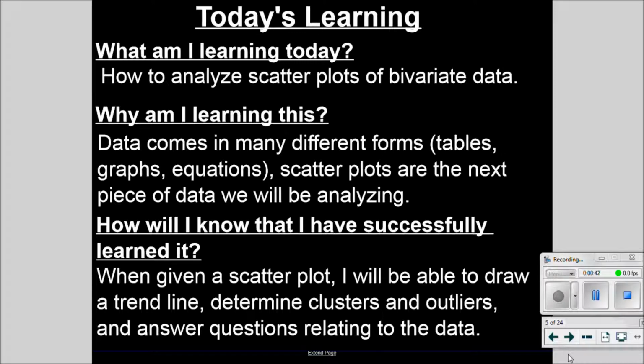And then finally, how will you know if you're successful, if you've got it, if you've learned it? At the end of class today, you're going to be given a scatter plot, and hopefully you'll be able to draw a trend line, so we'll talk about what that means, determine clusters and outliers, and answer questions relating to the data. Alright, so let's get started with our activity.